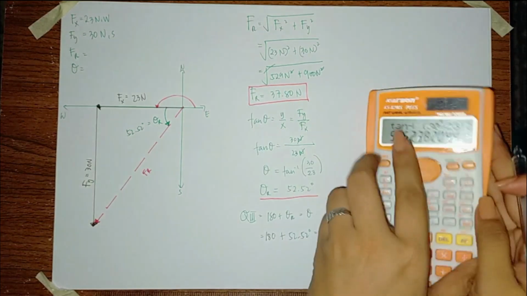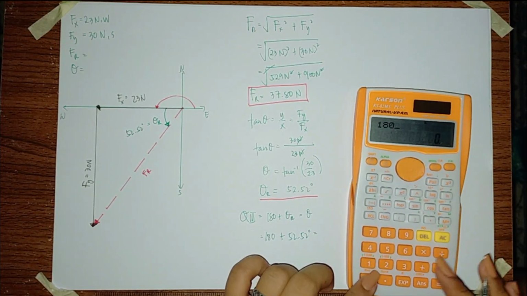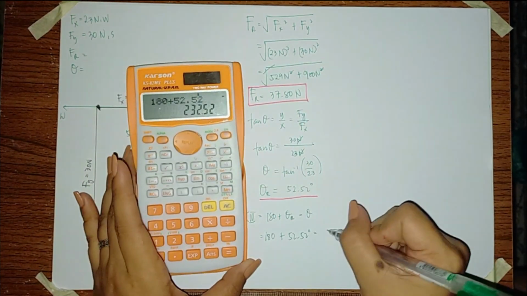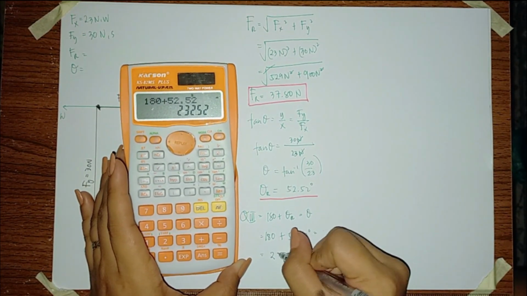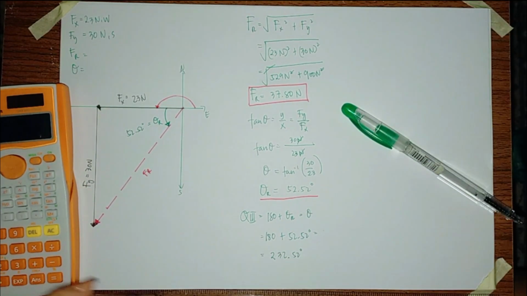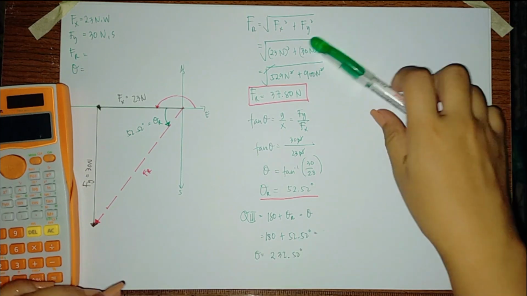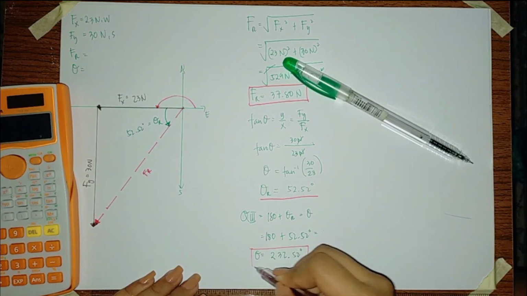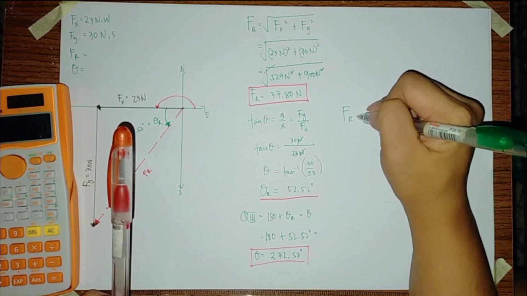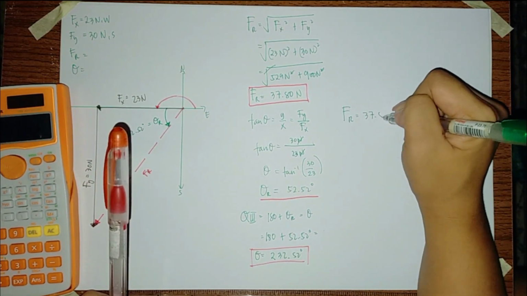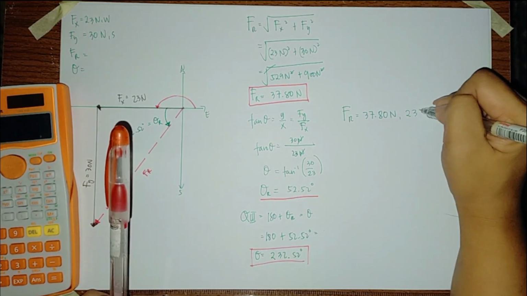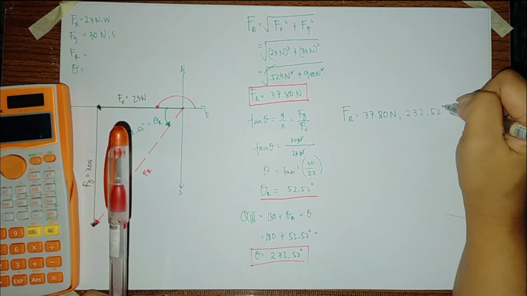So we have 180 plus 52.52 degrees. So, let us use our calculator. 180 plus 52.52. It's 232.52 degrees, our angle. So, this is for the final angle. So, to write our final answer, F sub r is equal to 37.80 newtons, 232.52 degrees.